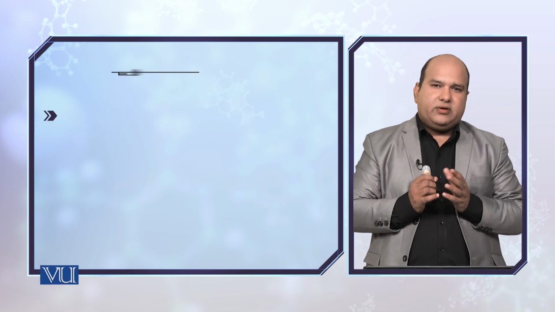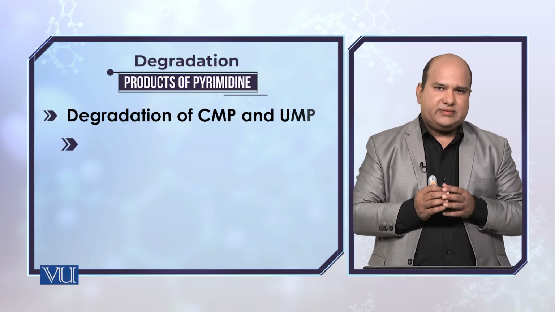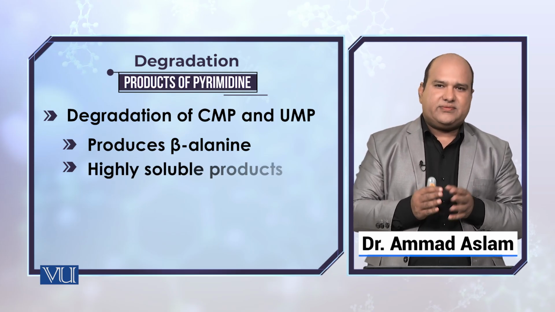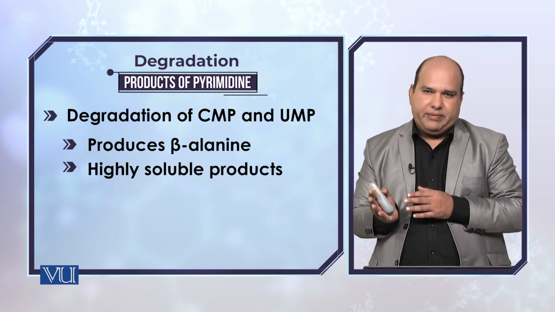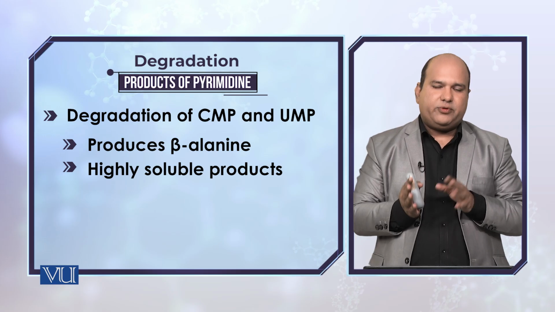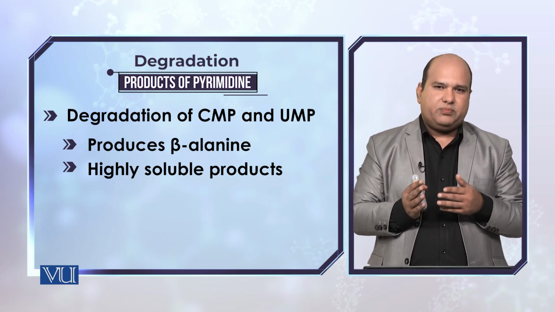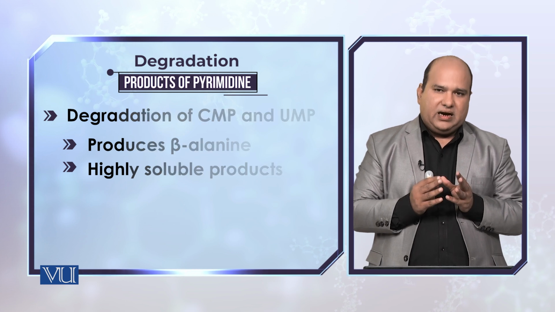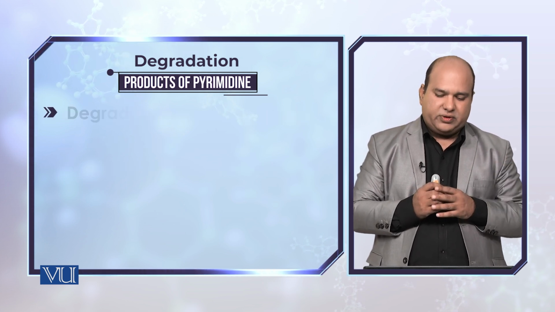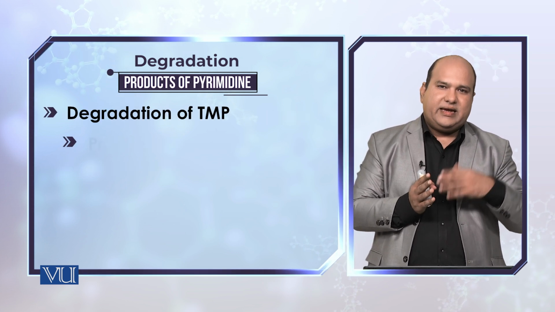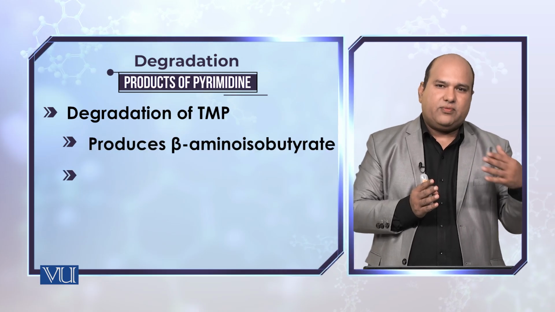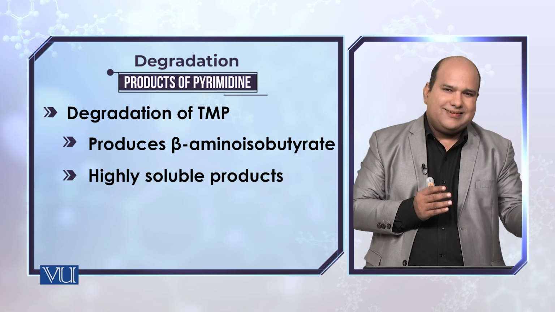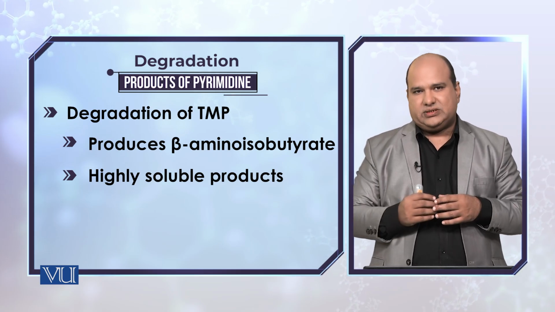So now let's move towards the degradation of pyrimidines. The degradation of pyrimidines is not as complex a process as the degradation of purines, because in purines you have to deal with double ring compounds, while pyrimidines consist of single base rings. And one other thing you have to keep in mind is that the degradation products of these compounds don't have to be excreted in the form of uric acid.